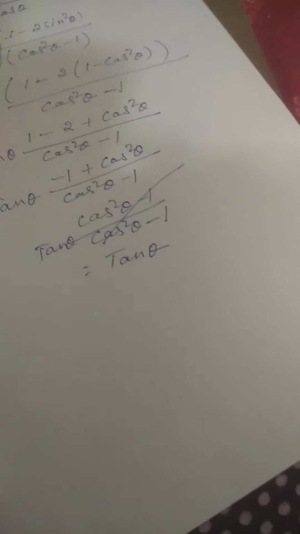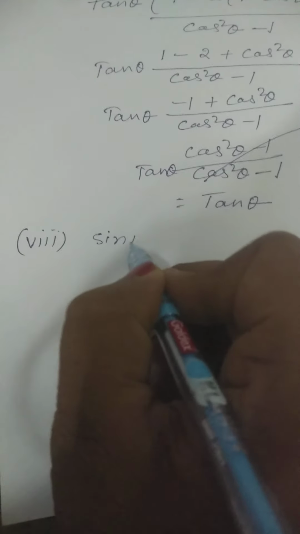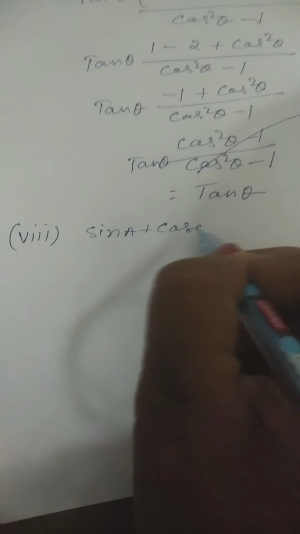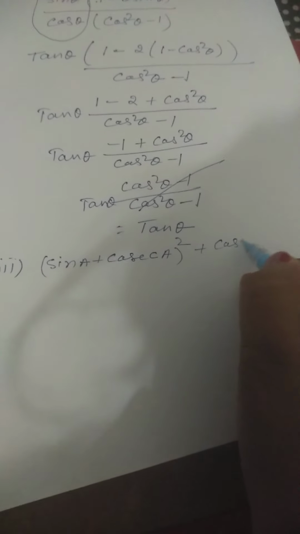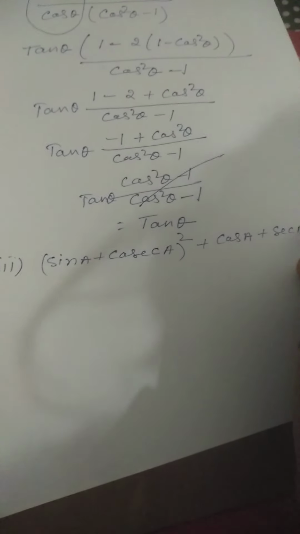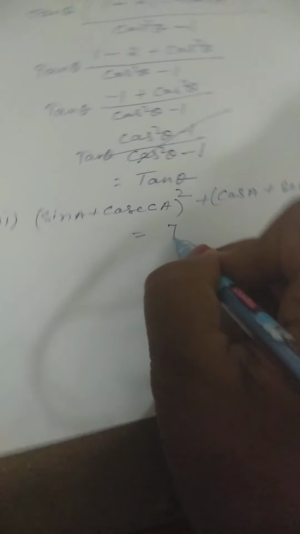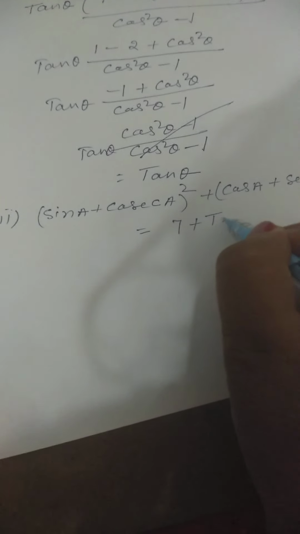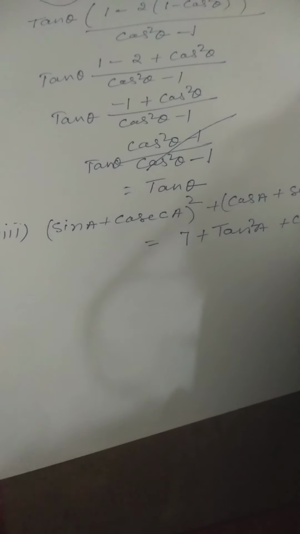8th question. What is your 8th question? Okay, this is your 8th question now. Sin A plus cosec A whole square plus cos A plus sec A whole square is equal to, you have to prove, 7 plus tan square A plus cot square A.